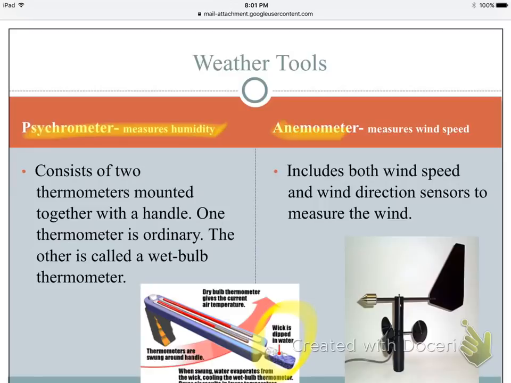The next tool is an anemometer. Anemometers measure the wind speed. So an anemometer is going to show you the speed, like whether it's 15 miles per hour or just 3 miles per hour, and also going to show you the direction. It has these wind direction sensors to measure what direction the wind's blowing and also how fast it's blowing.